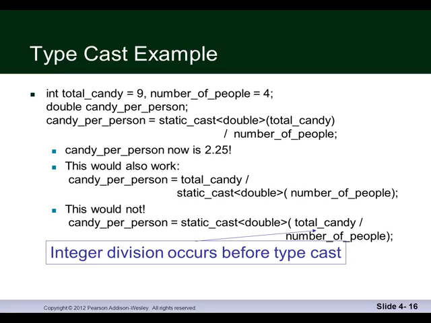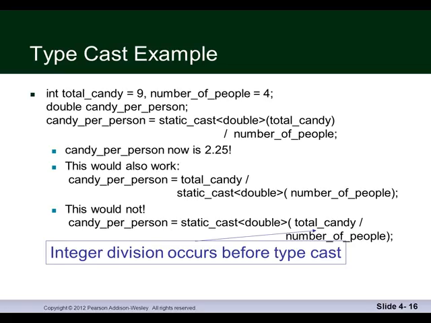Yes, sir. So kind of like the typecasting only stays in the little equation you're using it in? Yes, it just happens right there. So after that, number of people will go back to being an integer value? It does not change the number of people. It does not affect the variable itself. It's going to use it right now, and that's it. But candy per person will end up being a double?